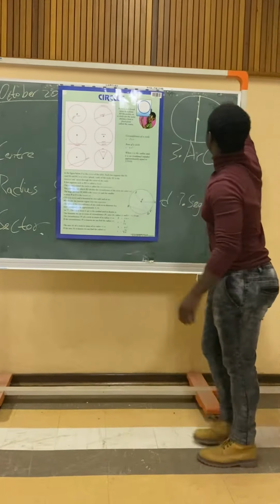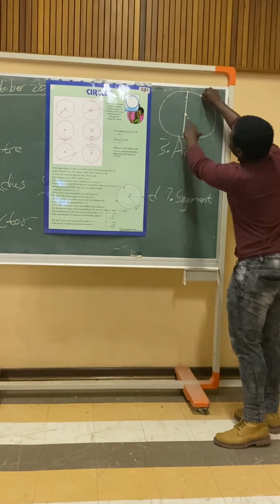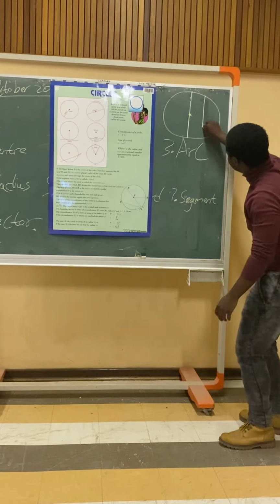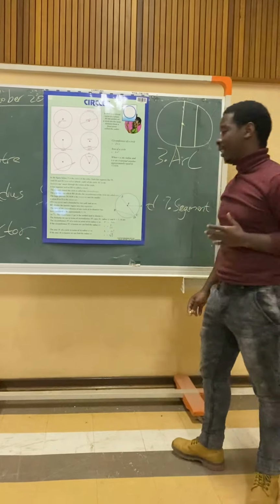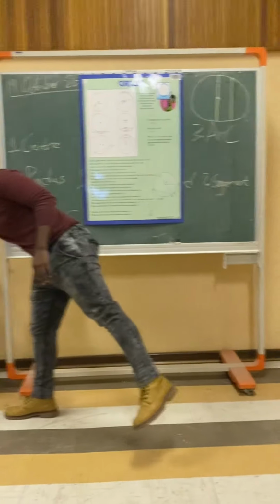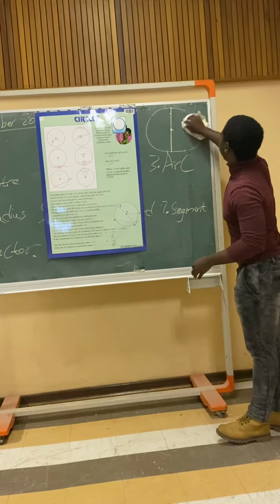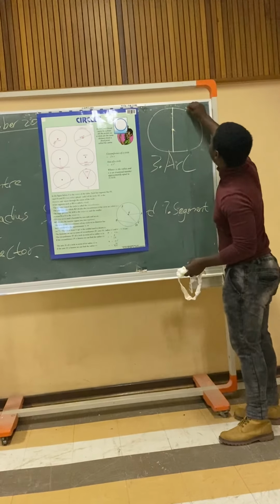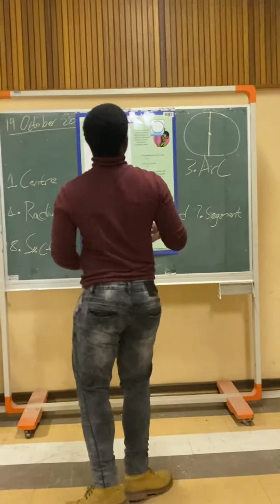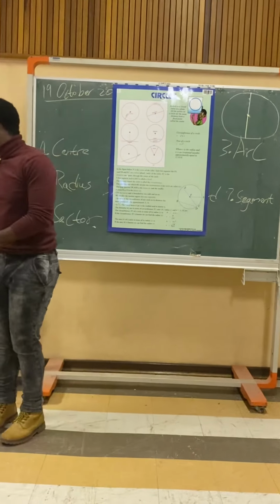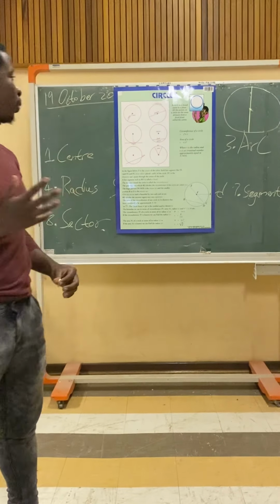So if it's from this point of the circumference and it doesn't go through the center, if it just goes through like this, that is not what we call a diameter. A diameter is from one point of the circumference, going through the center of your circle, to another point of the circumference. Are we still all together? Yes.